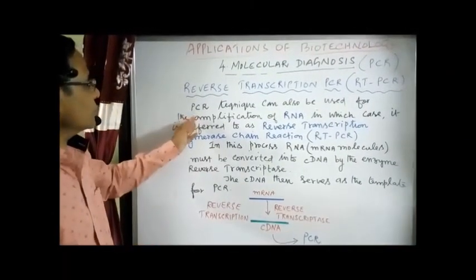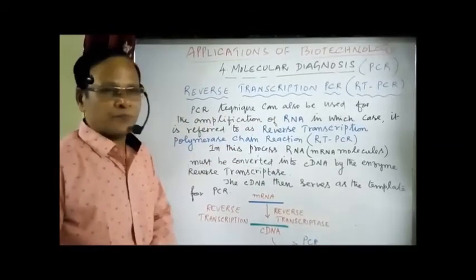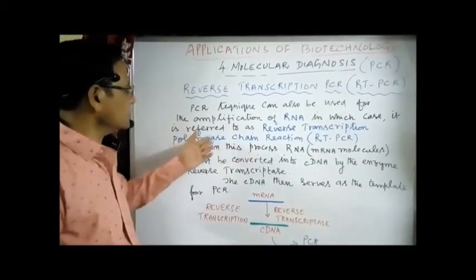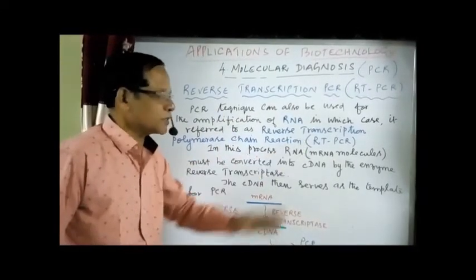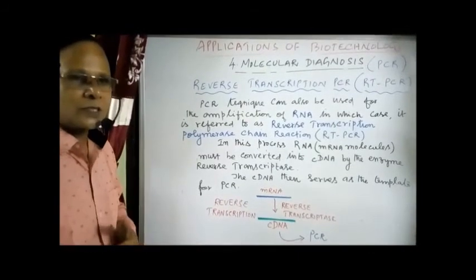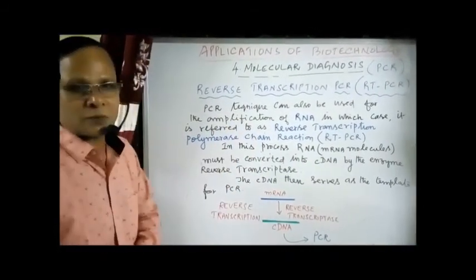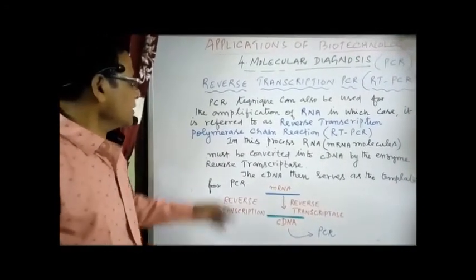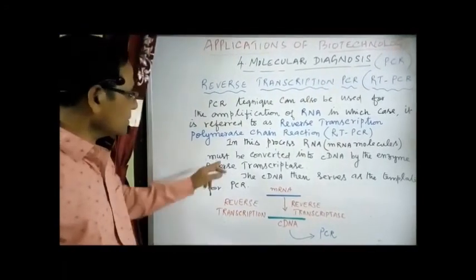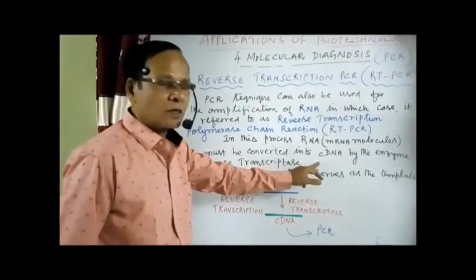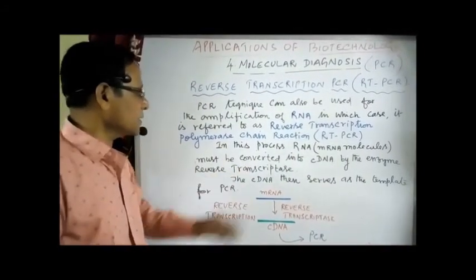Now I mentioned the PCR technique can also be used for the amplification of RNA, in which case it is referred to as reverse transcription polymerase chain reaction or simply RT-PCR. Because we are producing the DNA, then amplifying the DNA based on the reverse transcription method using the enzyme. So in this process, RNA, particularly the mRNA molecule, must be converted into cDNA, complementary DNA, by the enzyme reverse transcriptase.